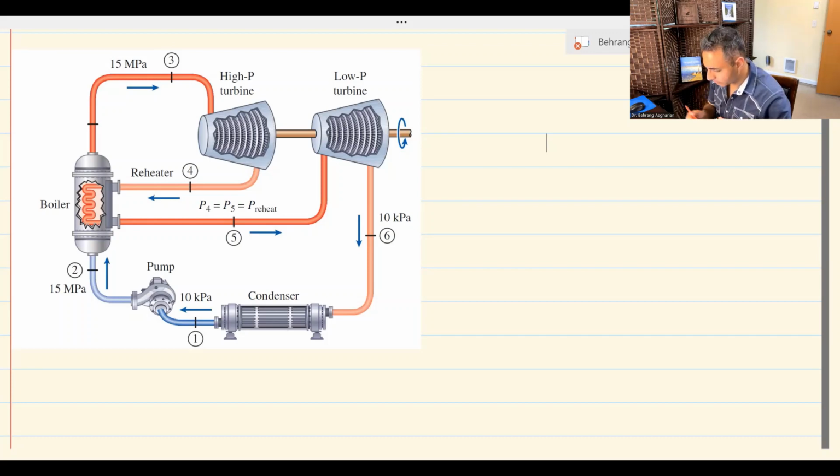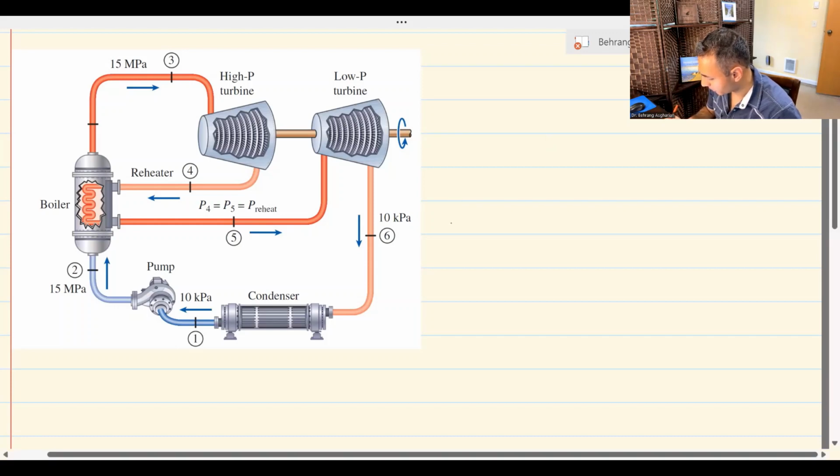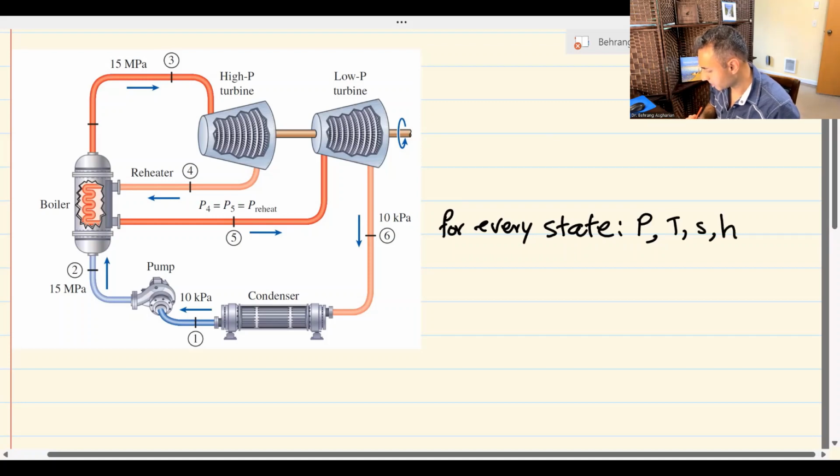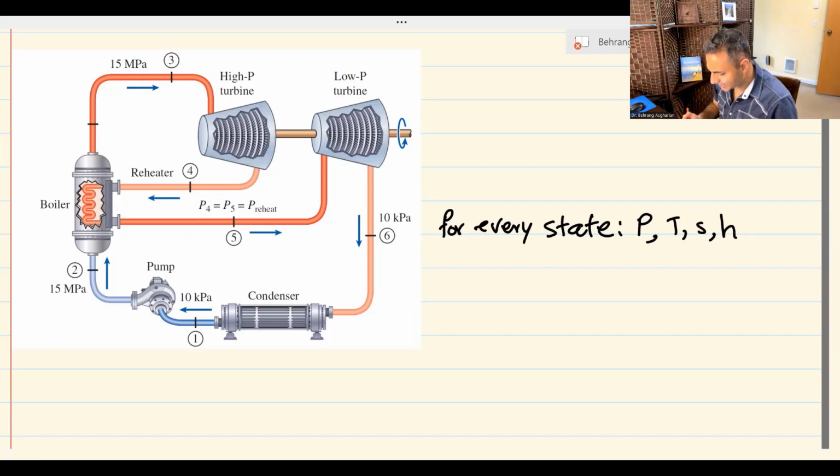So let's write it down so we know what we are looking for. For every state, I need to know what is pressure, what is temperature, what is entropy, and what is enthalpy. So if I somehow know these values, I should be good to go. I can solve the cycle. So let's see if we have enough information for every state. We're going to go through the states one by one.